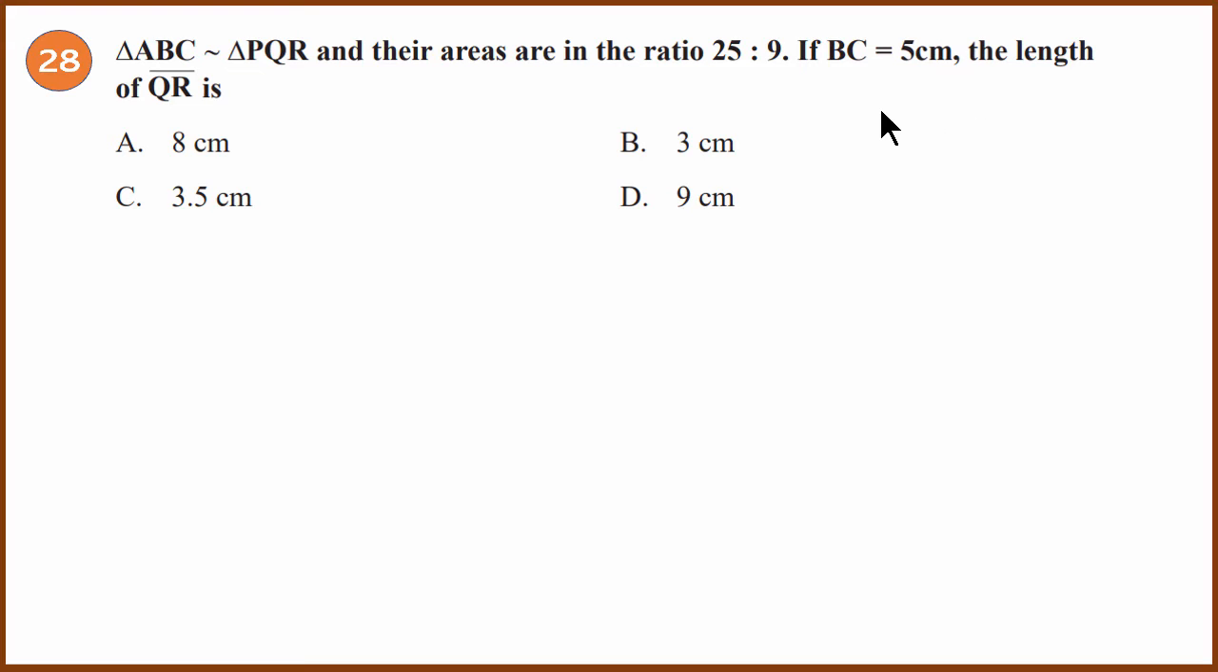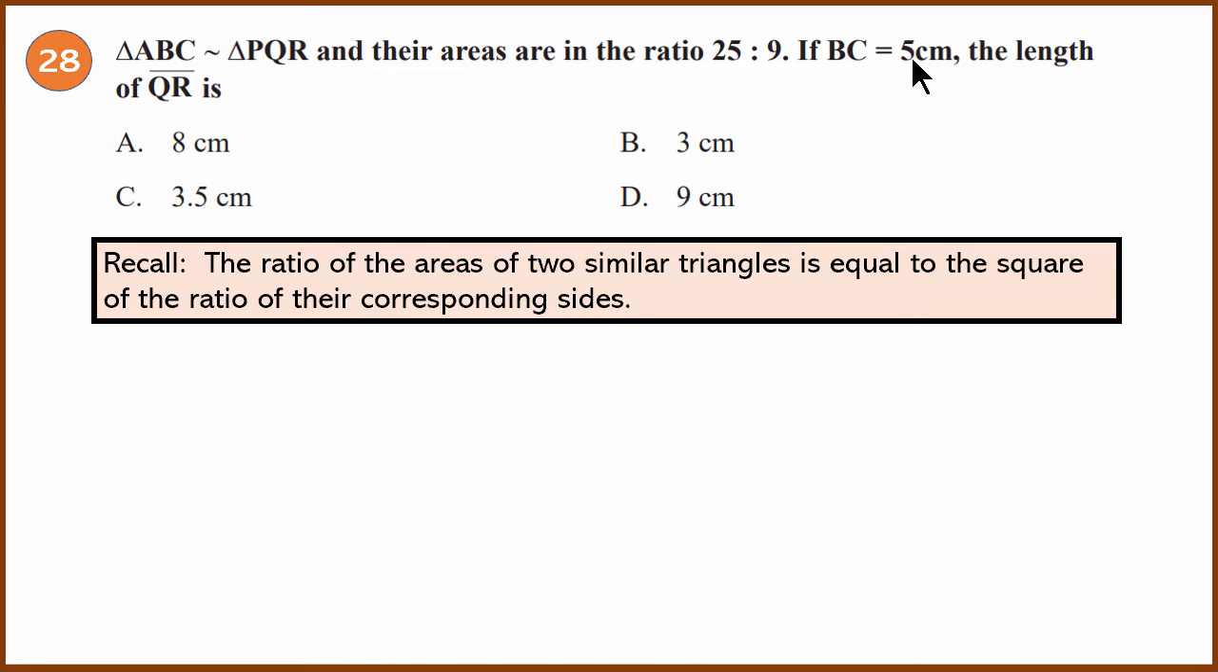28th question. If triangle ABC is similar to triangle PQR, areas are in the ratio 25:9, BC equals 5 cm, the length of QR is? This is a standard question, especially because 25 is 5 square. How do we solve this? For similar triangles, the ratio of areas is equal to the square of the ratio of the corresponding sides.